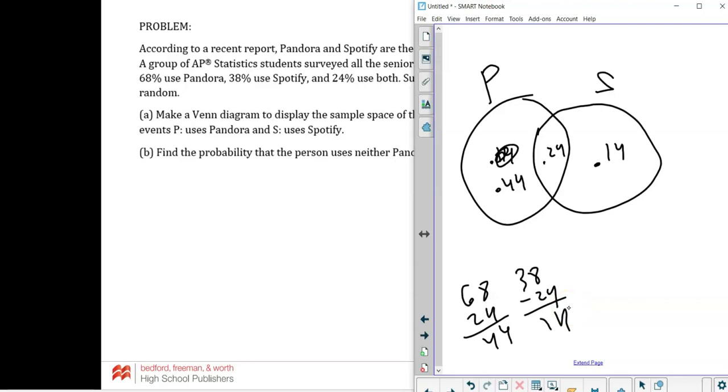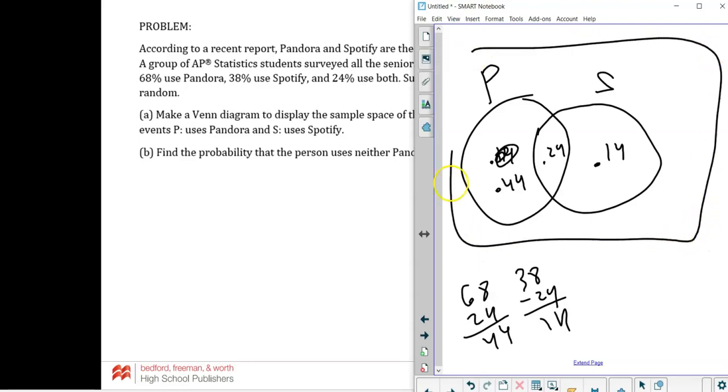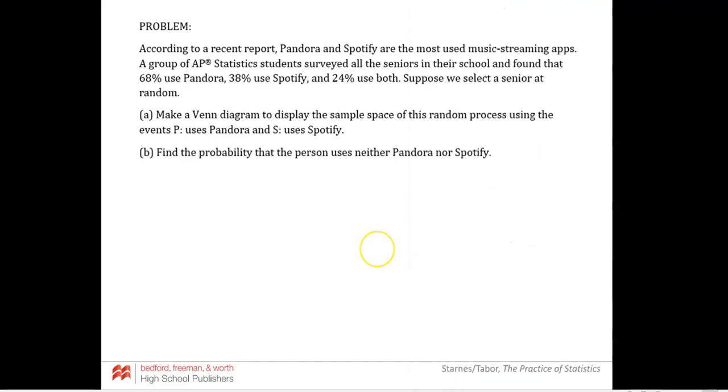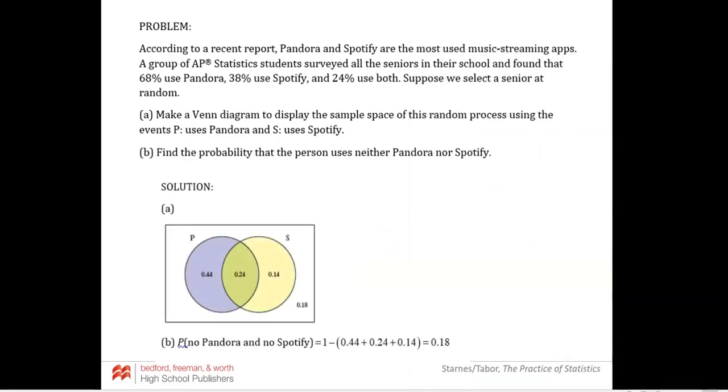Find the probability the person uses neither one. So that's the outside here. They don't use either one. So you would add up those three, 44 plus 24 plus 14. That's 82. So there's 18% that don't use either one. See if we're right. We were.